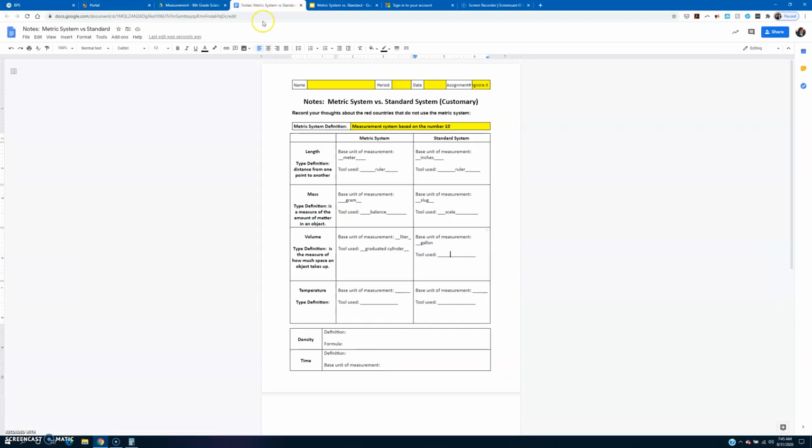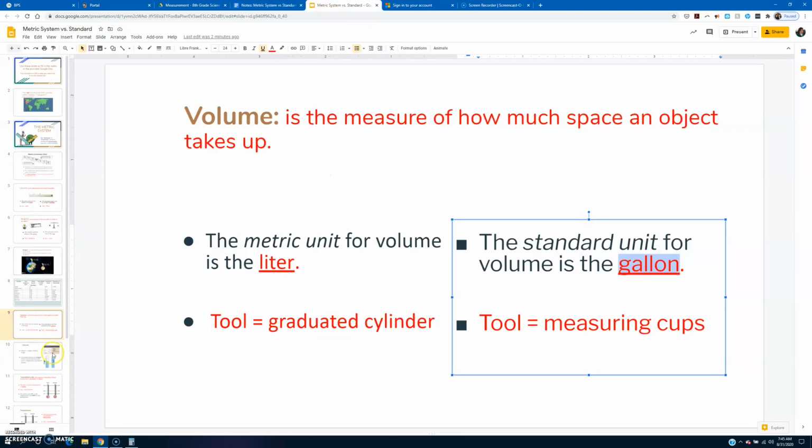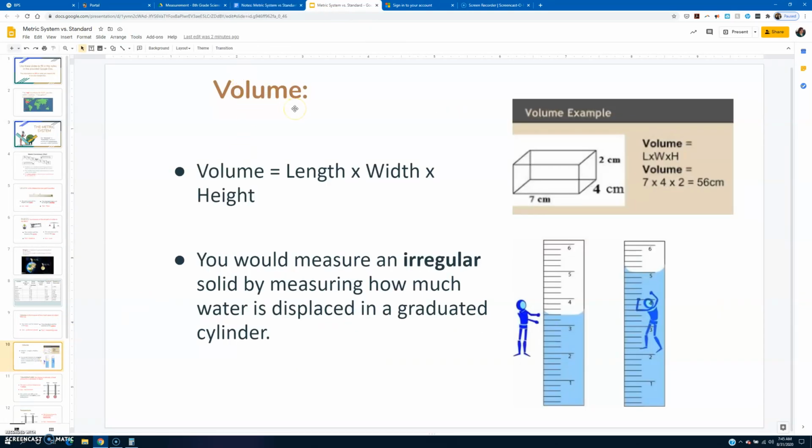Measuring cups. You guys have all used measuring cups before. When you're making a cake or trying to measure out stuff in the kitchen, you use measuring cups. So half a cup, third of a cup, anything like that. I'm still talking about volume.